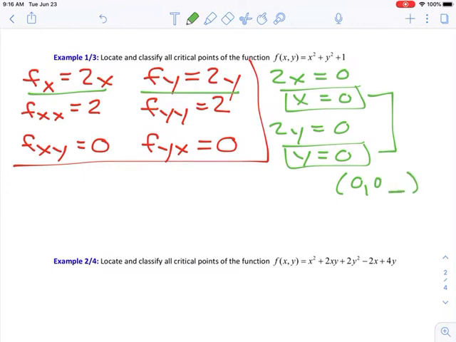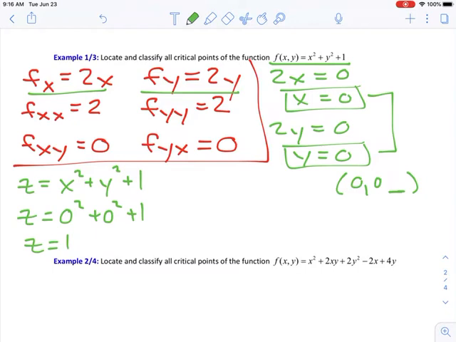But we're missing something. We don't know what the z value is. Because remember, we can write this function as being equal to z, the output variable. In other words, z is equal to x squared plus y squared plus 1. If we wanted to graph this in 3 dimensions, we would need to find z. So that's easy. We just plug 0 in for x, 0 in for y, and we end up with z being equal to 1. So we take that, put it over here, and we have our point.